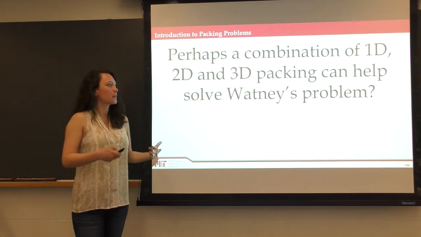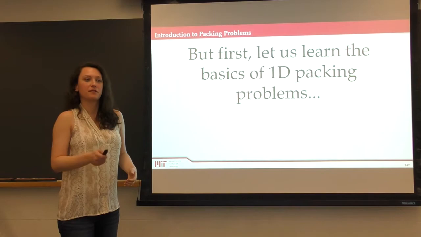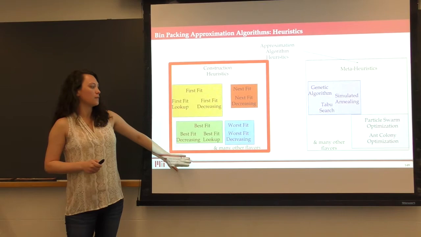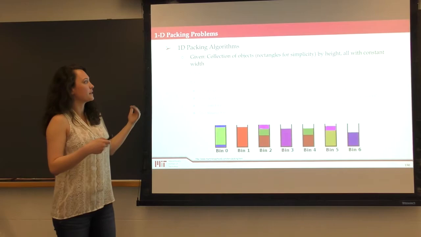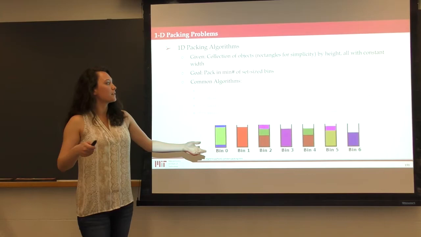Let's learn about the basics of 1D packing to build up our intuition about how these are solved. So in general, 1D, as I said before, is typically solved using these basic construction heuristics. And so the problem statement is, given a collection of rectangular objects, we want to pack them into the minimum number of set size bins. And there are these four common main algorithms that I mentioned before.